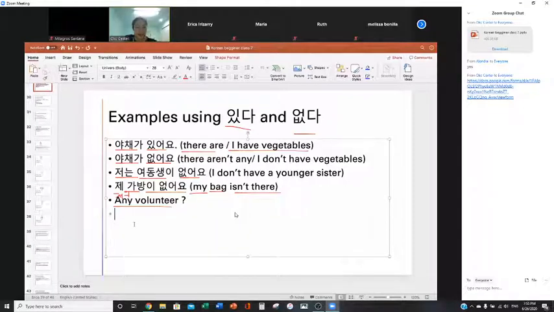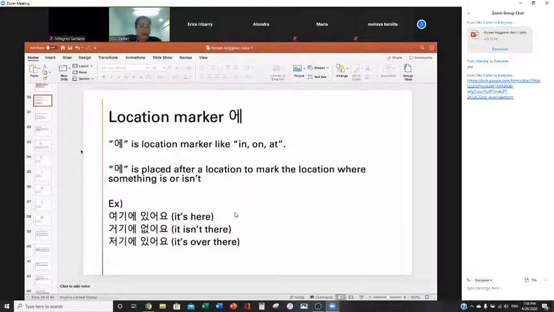Okay, any volunteers? 강아지 있어요? 강아지가 있어요? 강아지가 있어요. Perfect. It means there is, or I have a dog. Right, perfect.